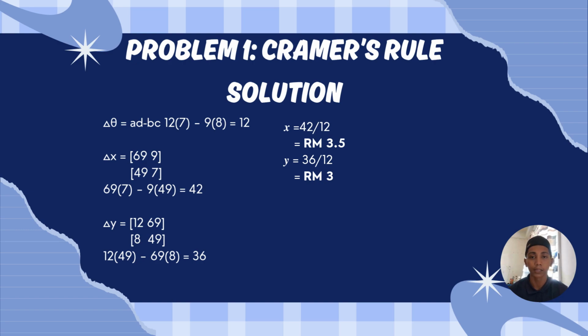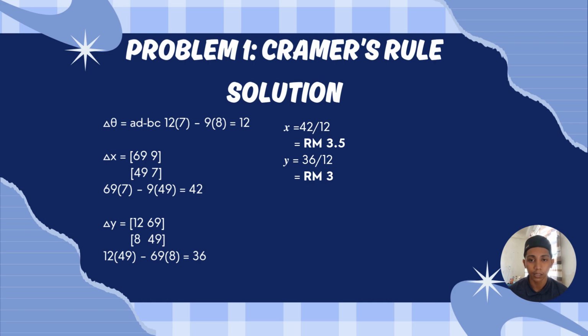To use the Cramer's rule method, first we need to find delta, delta x and delta y. The formula to find delta is AD minus BC. You can see here I already used the formula, 12 times 7 minus 9 times 8, and the total is 12. Next we have to find delta x. The difference between finding delta and delta x is that I change the first column to the total price of each group, and the total is 42. It's the same with delta y, but I change the second column, and the answer is 36.